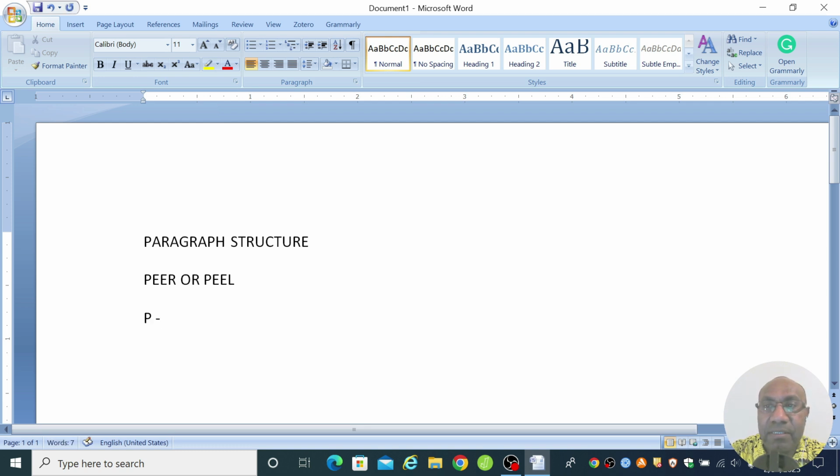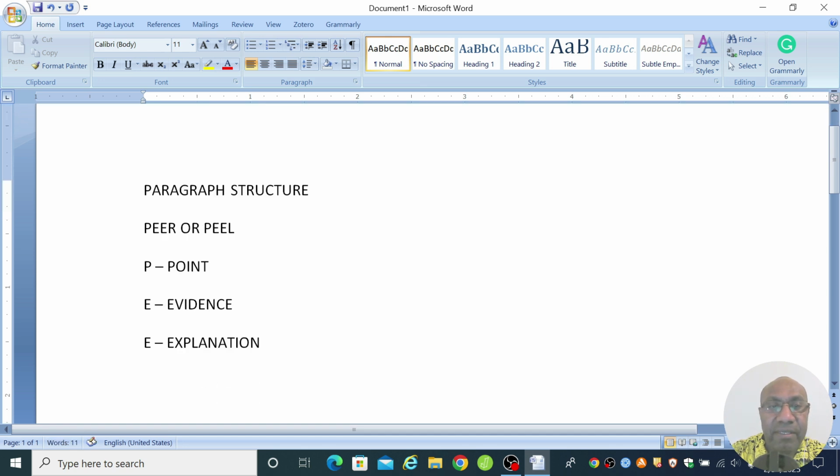So the first P is for point, and the E is for evidence, and the other E is for explanation. Yes, I think I got that correct. Explanation. And the R is for repeat or relevance, if you want to use that, but I prefer repeat because it reminds me to repeat my point and link it with the first point.